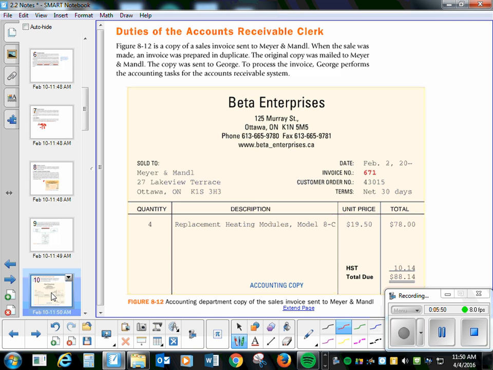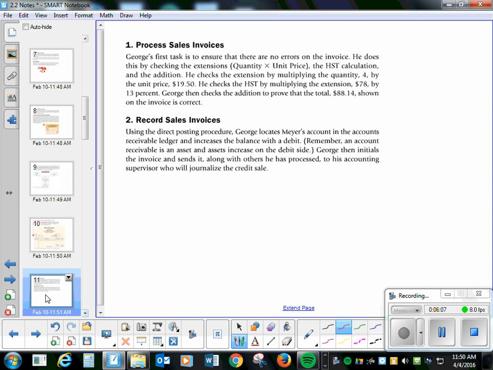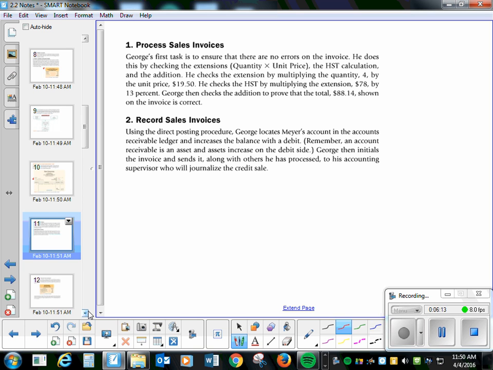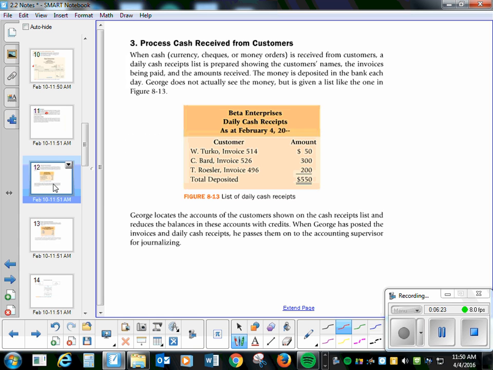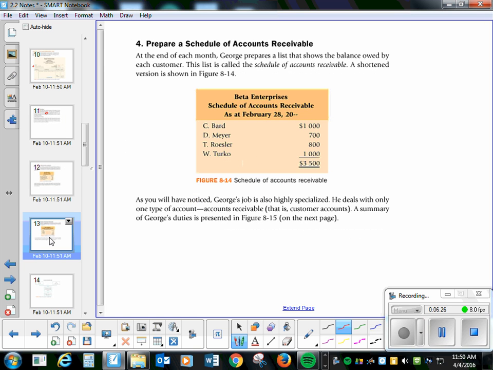Now, exactly the same thing happens with the accounts receivable clerk. I won't go through all of this with you, but it would start with something that looks like this. This is coming from the company Beta Enterprises, and it's being sold to customers. If you want, you can go through that and read it. The one thing you have to make sure is that when they're selling something, they put the HST or the PST on there, depending on what province they're in. So it's exactly the same thing. They're going to make a schedule of accounts receivable at the end of the month.